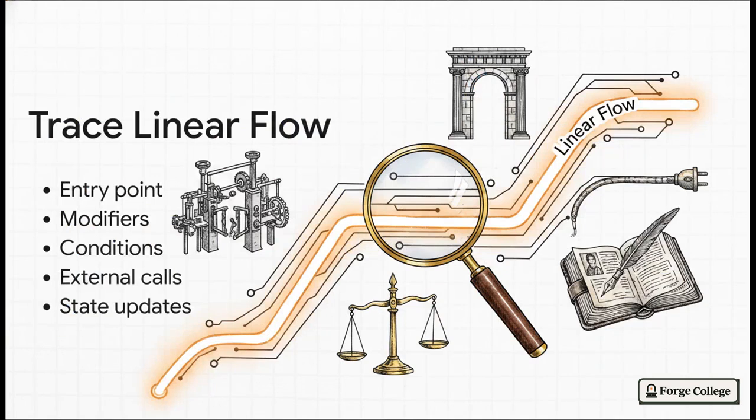Let's actually zoom in on Step 5, because trust me, this will save your protocol. You must mechanically trace the linear execution flow. Start at the entry point, trace the modifier checks, look at the state conditions, watch out for unchecked external calls, and finally review the state updates. Seriously, sketch this out on paper to spot authorization gaps long before you ever hit deploy.